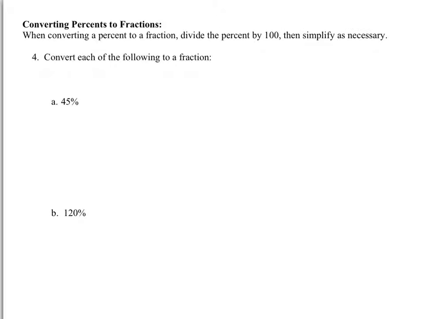Next, if we want to convert percents to fractions, we're going to divide by 100. So we're going to do 45 divided by 100. Well, how do I do that? Well, it's 45 over 100, right? Because you're dividing by 100. And then, of course, you're going to simplify. 5 goes into 45 9 times. 5 goes into 100 20 times. And I'm done. How about 120%? Well, it's 120 divided by 100.